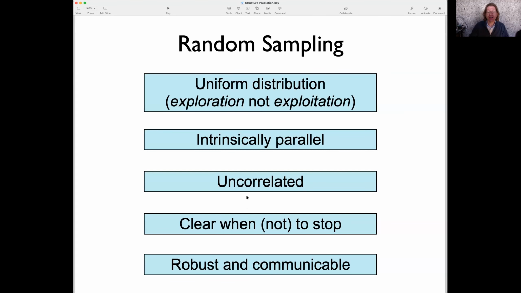So conversely, if you haven't found your most stable structure more than once or more than a few times, don't stop the search. I think it's one of the reasons why random sampling is quite robust, is that we know when not to stop searching. If we're not finding the same structures again and again, we haven't finished the search.